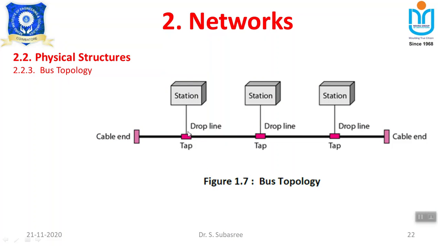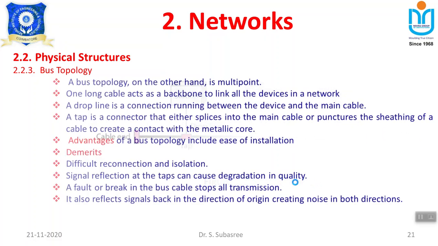If this drop line is open, then this station can communicate. If this drop line is open, then this station communicates. Like that, by using a drop line, the communication takes place. What is the advantage of this bus topology? It is easy to install. When you talk about demerits, because all are sharing, reconnection and isolation are very difficult, and there is a higher probability of signal reflection, which will degrade the quality.